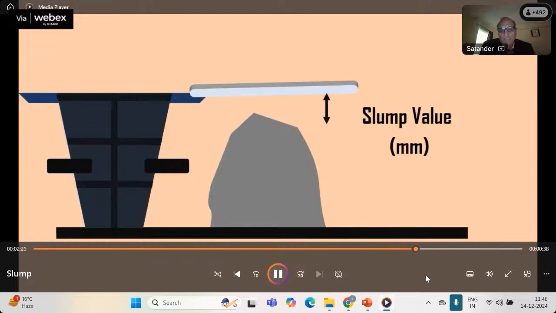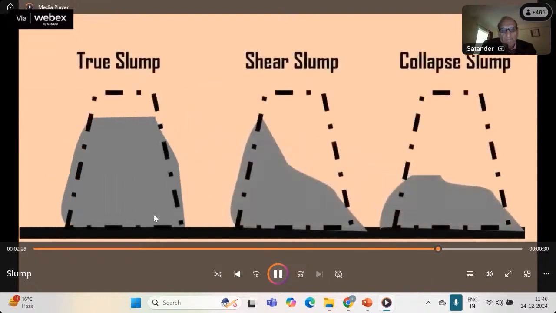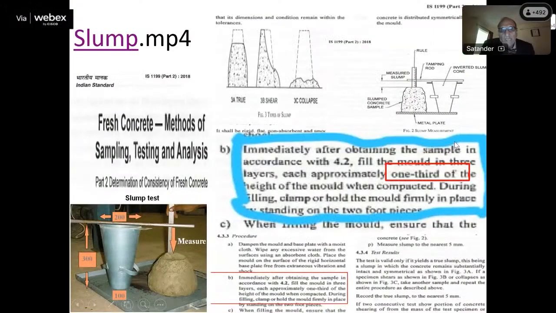How should this come? Please see, there are 3 pictures. The difference in height is taken as the slump of concrete. 2 are wrong, 1 is correct. The pattern of a slump is displayed on the screen. Only the first one is correct. If your slump comes like the others, it is wrong, unsatisfactory. It is given in the code also, sir. You can see this picture is given in the code. If your slump is like this, it is a true slump.